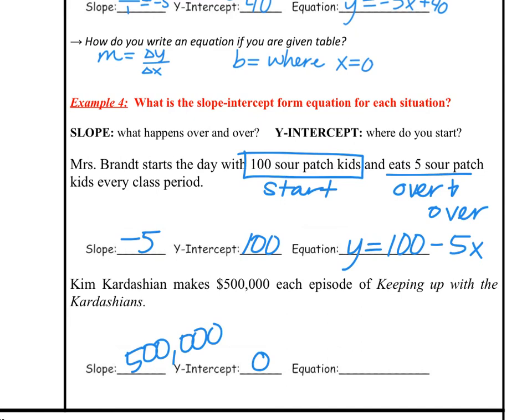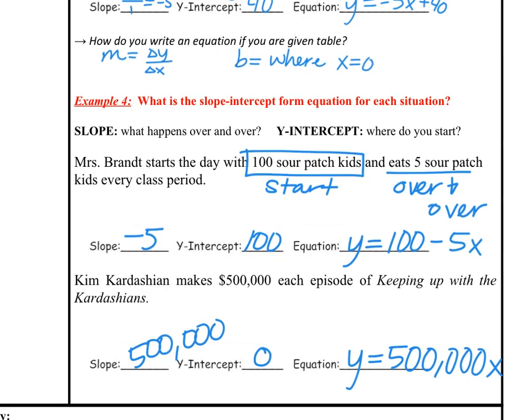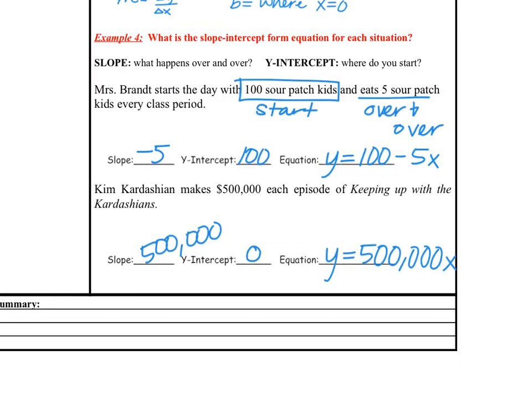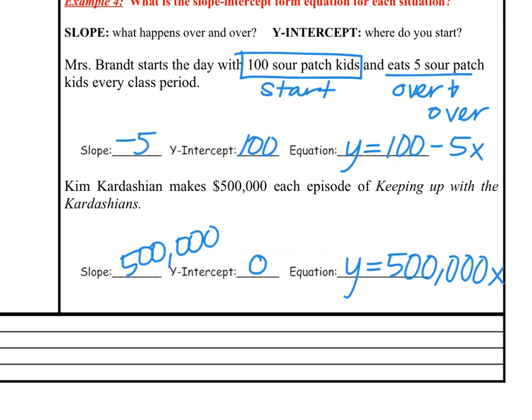So let's go ahead and put it in an equation. 500,000 goes next to a variable. Since the y-intercept is 0, you don't have to write plus 0. You can just leave it as 500,000 times x times every episode.